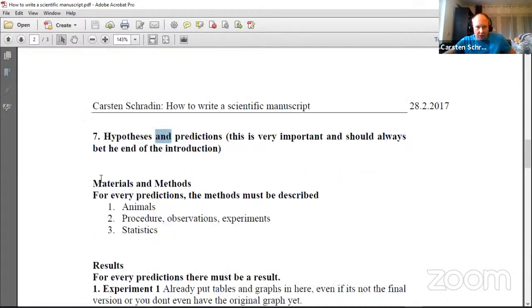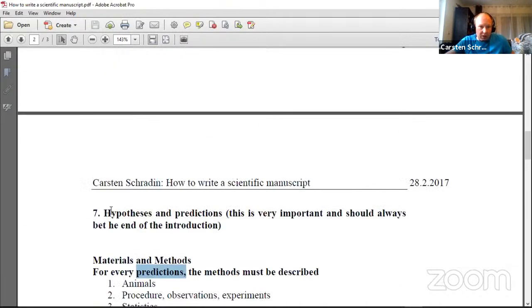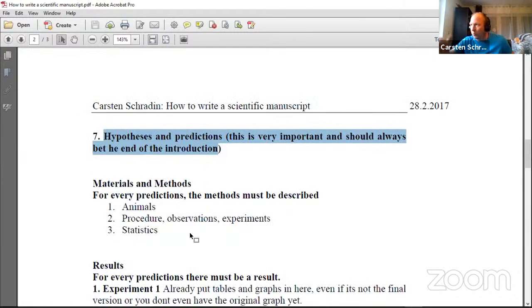Then comes the heading of materials and methods. And for every prediction you had in your paragraph 7, you should have 1 method section. And importantly, the structure should be the same throughout the manuscript. Let's say you have 3 predictions, then prediction 1, 2, and 3. First you have to bring methods of prediction 1, then of how to test prediction 2, and then of how to test prediction 3.